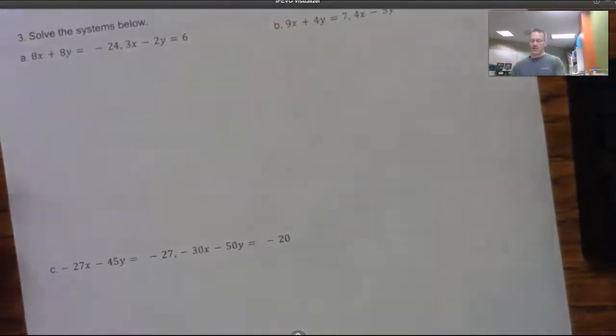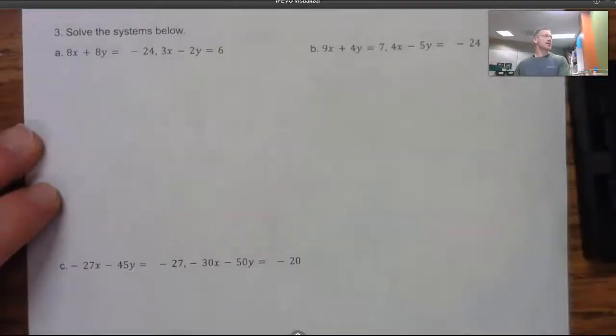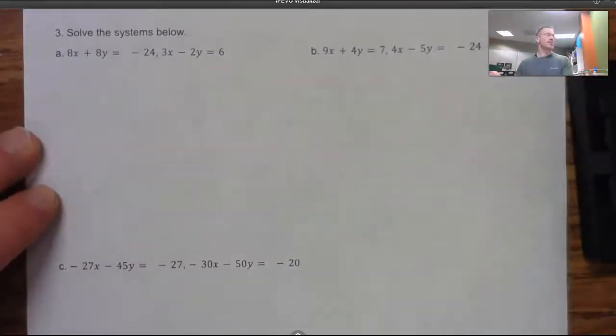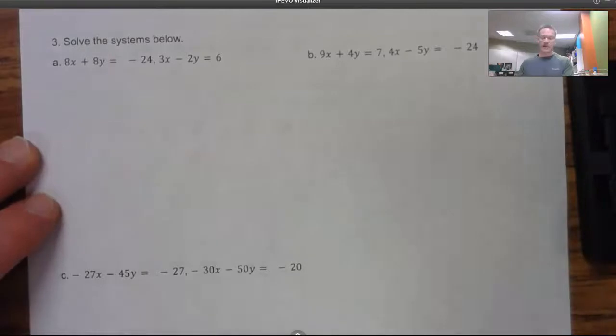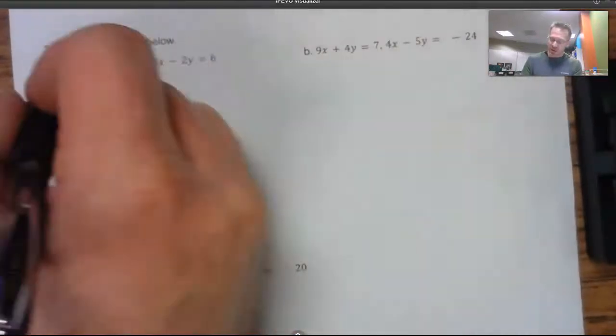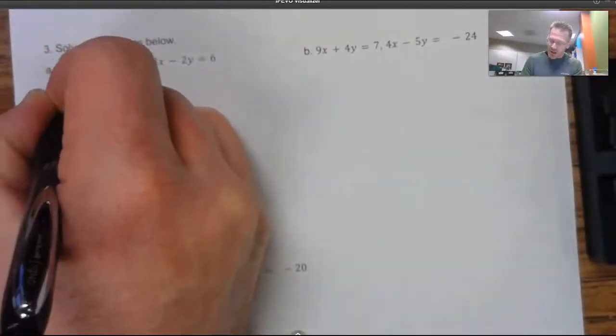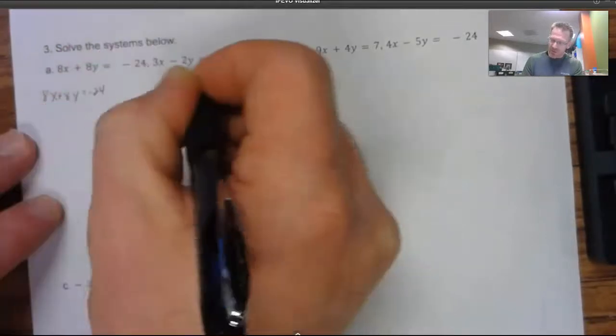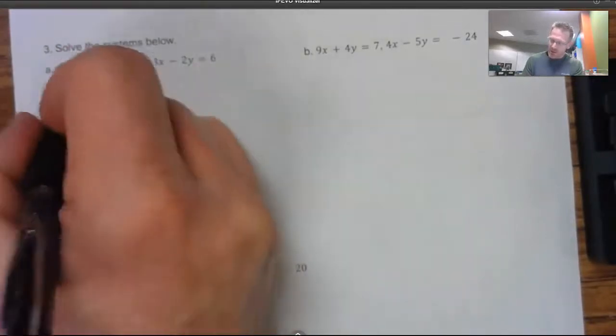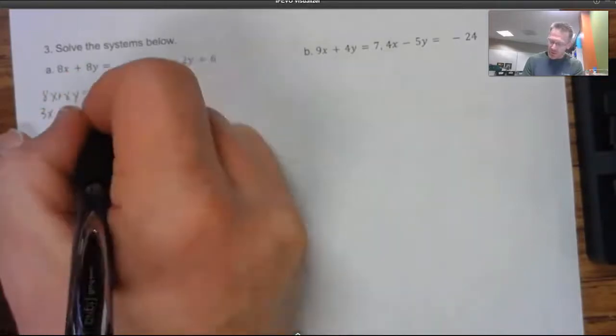Let's do one more together. Let's look at 3a here. Once again, we want to solve this system. We're not going to graph this time; we're just going to go right into elimination. I'm going to stack my equations: 8x plus 8y equals -24, and 3x minus 2y equals 6.